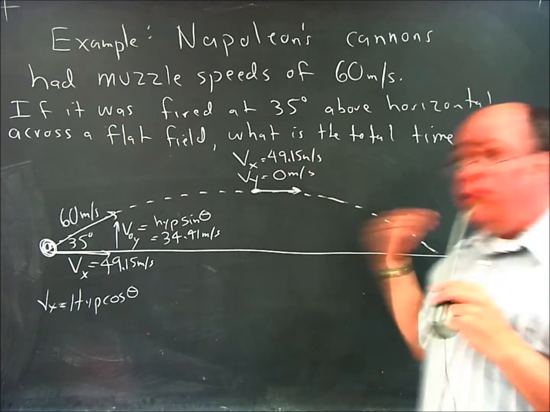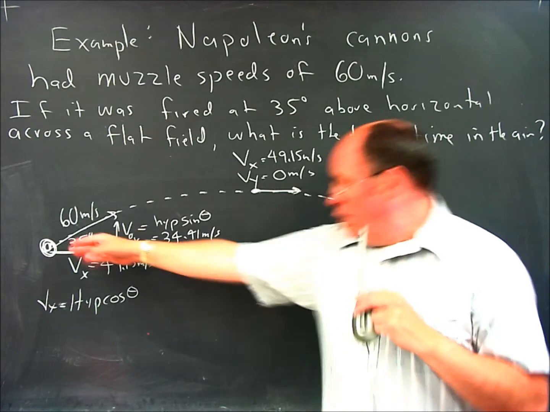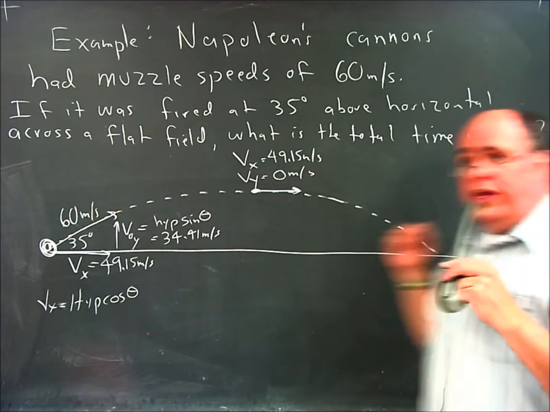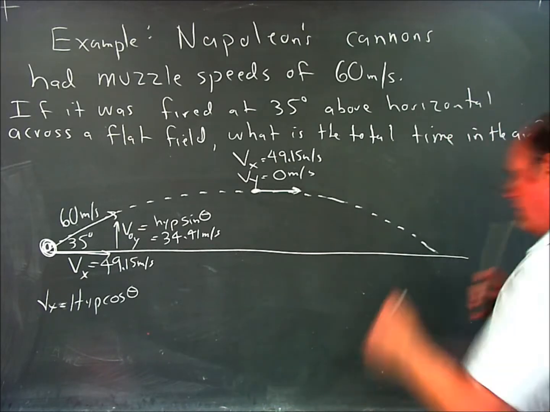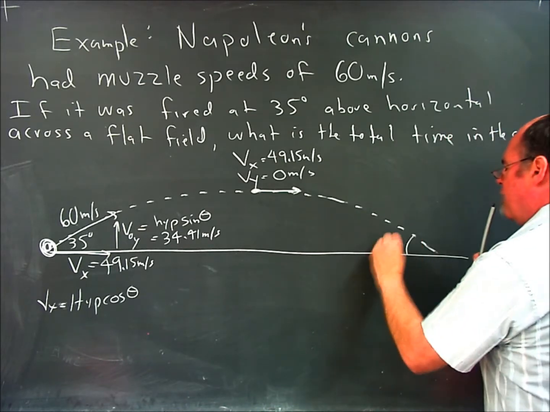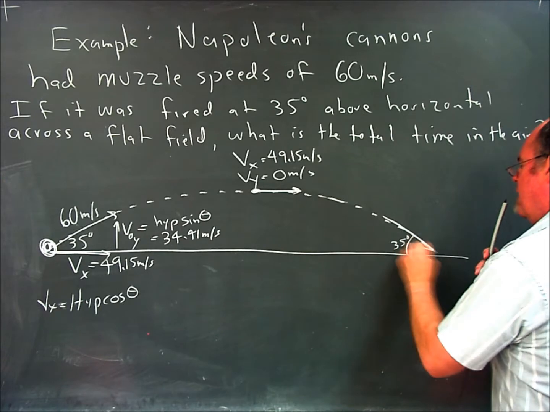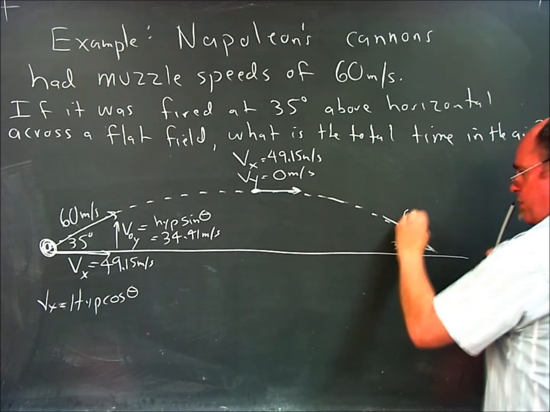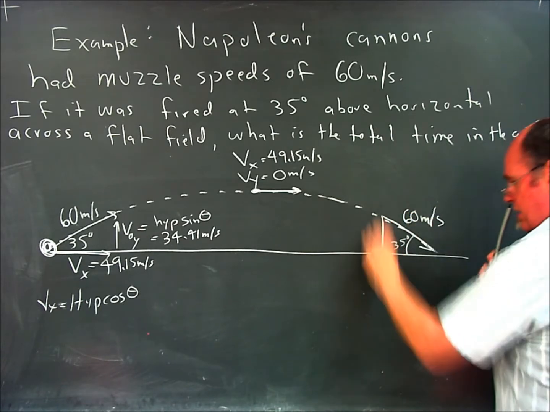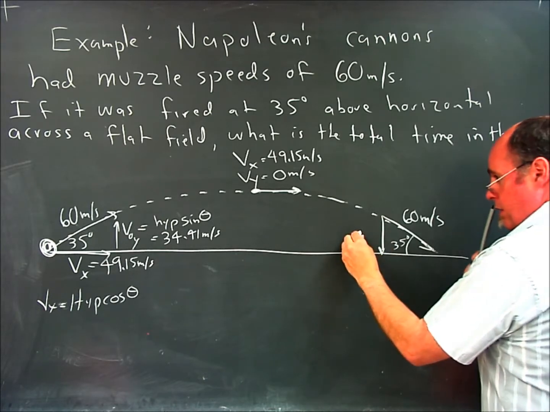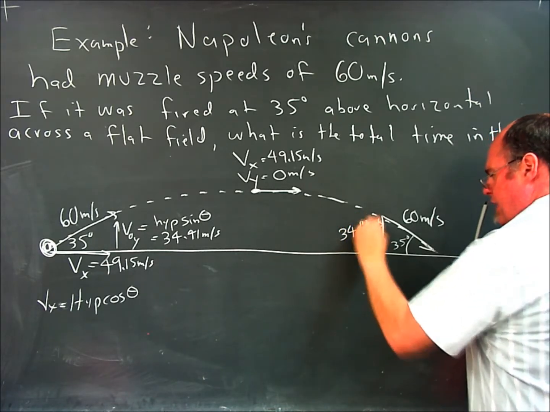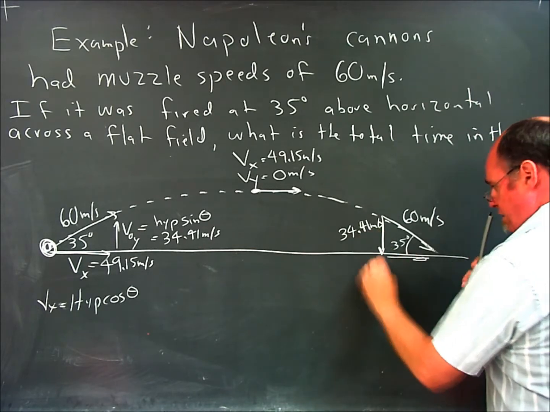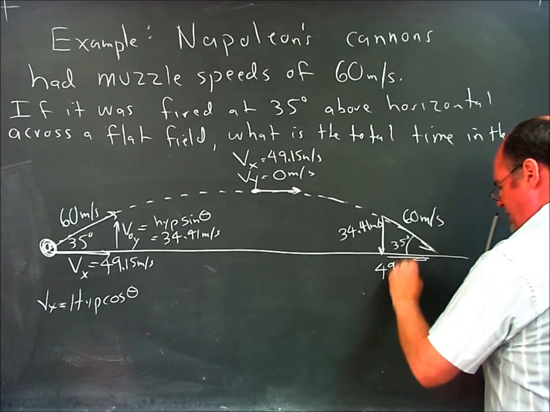And since we can use symmetry whenever we can use symmetry, if we go across this whole thing here, when we get to the final point, it'll land very, very symmetrically to the way it took off. So it should be landing at a 35-degree angle again, and it should be coming in at a total speed of 60 meters per second. So you see, as it's landing, it's coming down at 34.41 meters per second, and it's going horizontally at 49.15 meters per second.